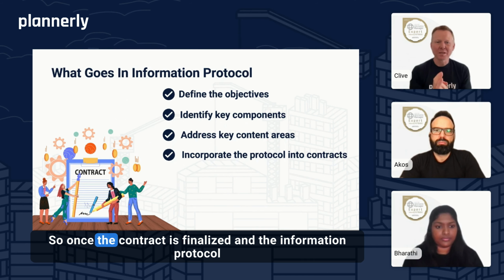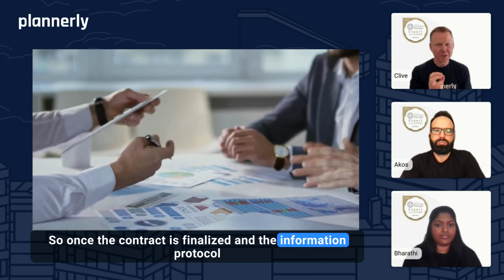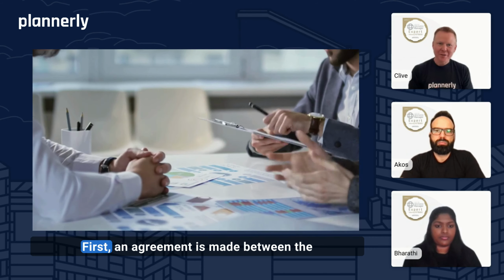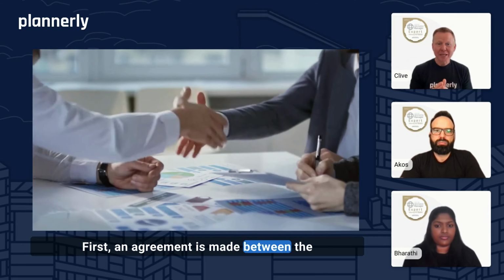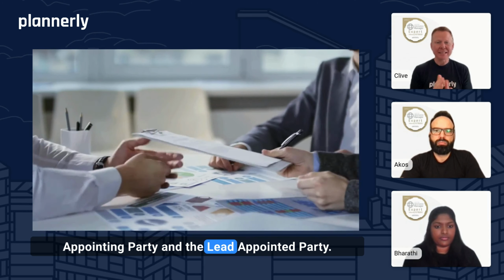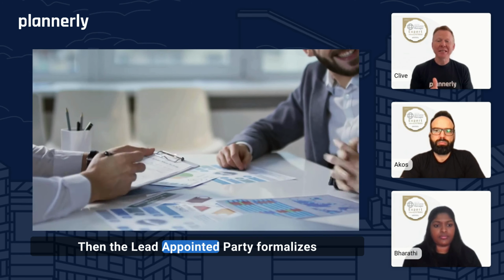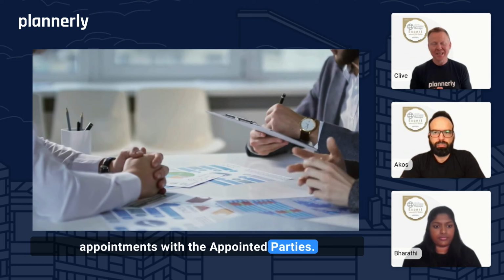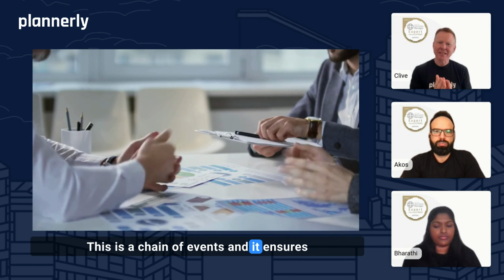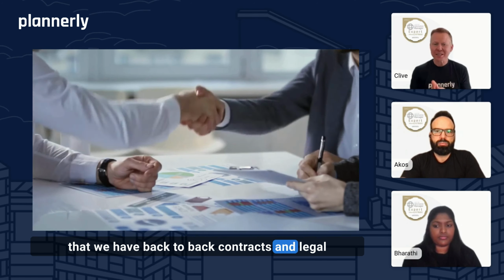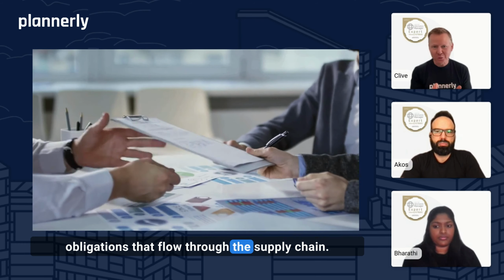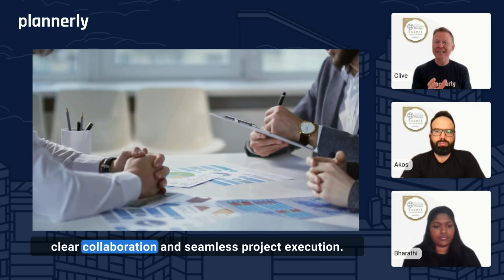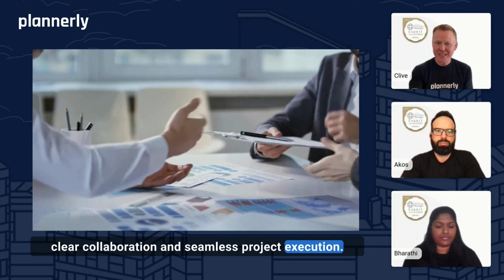Yep. So once the contract is finalized and the information protocol is in place, the next step is the appointments. First, an agreement is made between the appointing party and the lead appointed party. Then the lead appointed party formalizes appointments with the appointed parties. This is a chain of events, and it ensures that we have back-to-back contracts and legal obligations that flow through the supply chain. These structured agreements set the foundation for clear collaboration and seamless project execution.